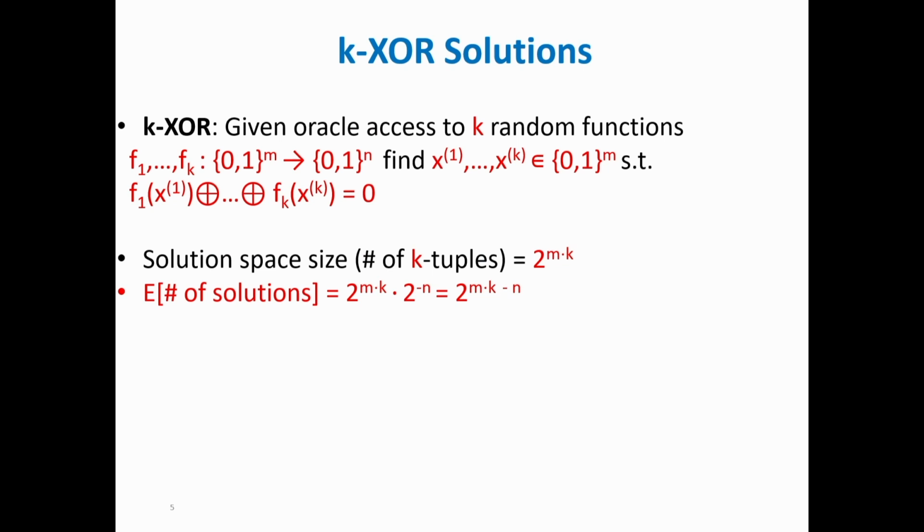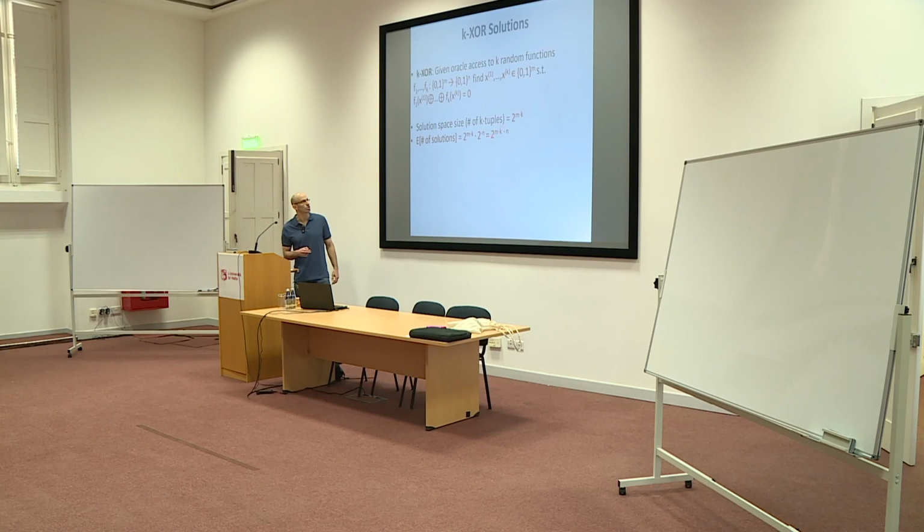And the expected number of solutions, you can formalize this and do this rigorously, maybe I'll do it at the end if I have time. But you can show, it's not very difficult, that the expected number of solutions to the problem is 2 to the m times k, which is the number of k-tuples, times 2 to the minus n. This is because every k-tuple solves the problem, meaning the XOR of the functions applied to the k-tuple is equal to 0, with probability 2 to the minus n. So that's the expected number of solutions, 2 to the m times k minus n.